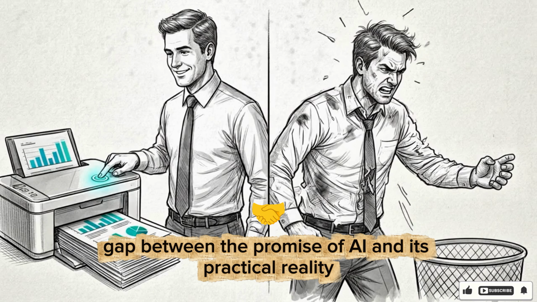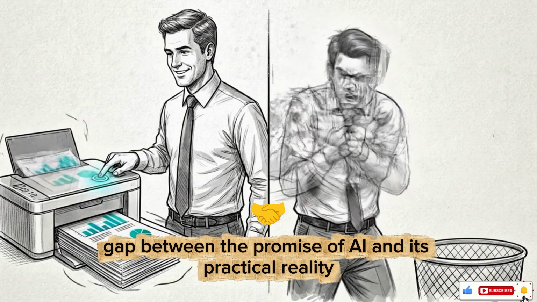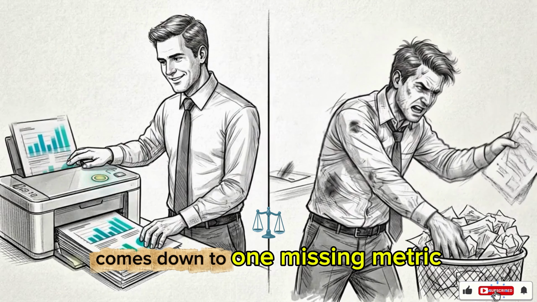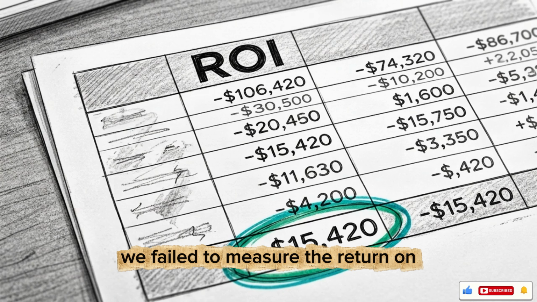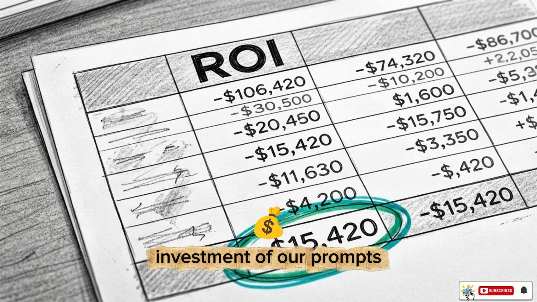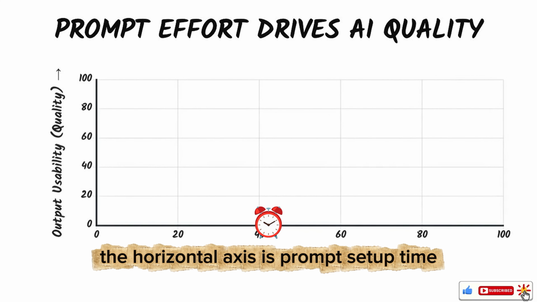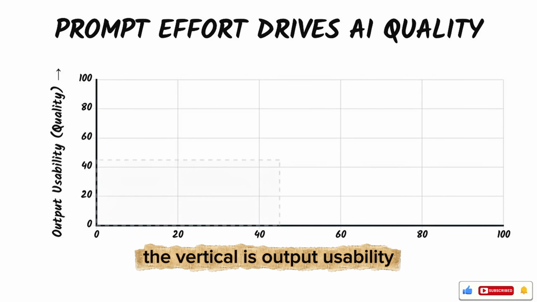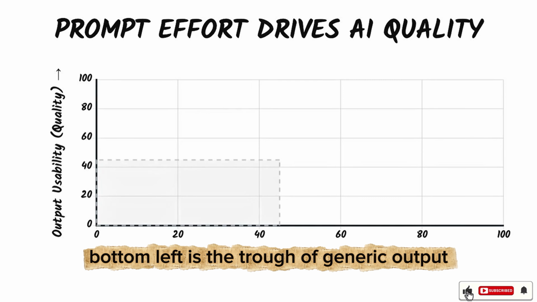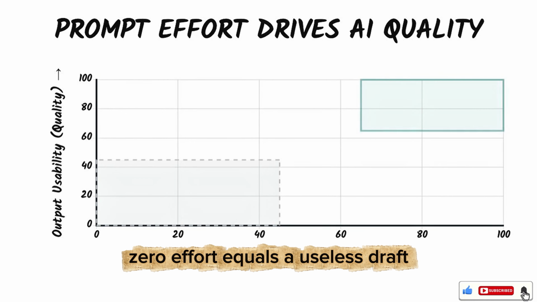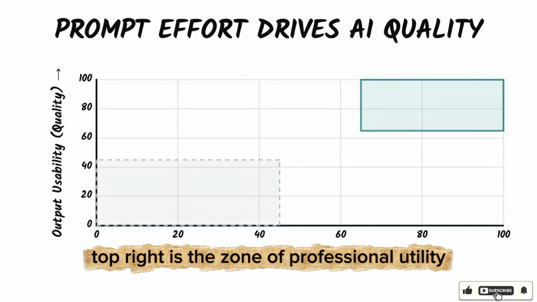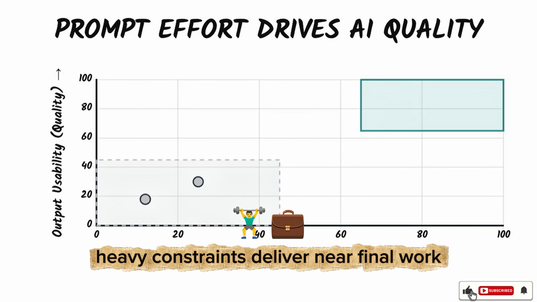The massive gap between the promise of AI and its practical reality comes down to one missing metric: we fail to measure the return on investment of our prompts. This chart maps the central trade-off of AI. The horizontal axis is prompt setup time. The vertical is output usability. Bottom left is the trough of generic output. Zero effort equals a useless draft. Top right is the zone of professional utility. Heavy constraints deliver near-final work.